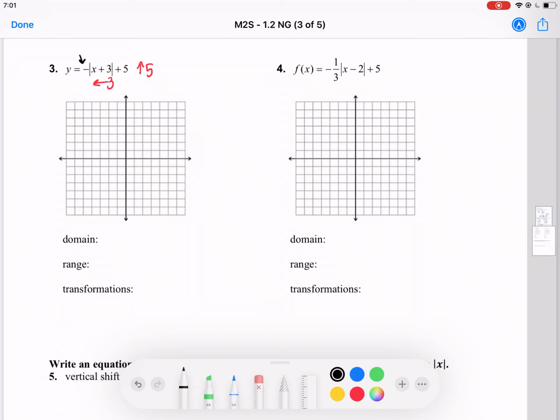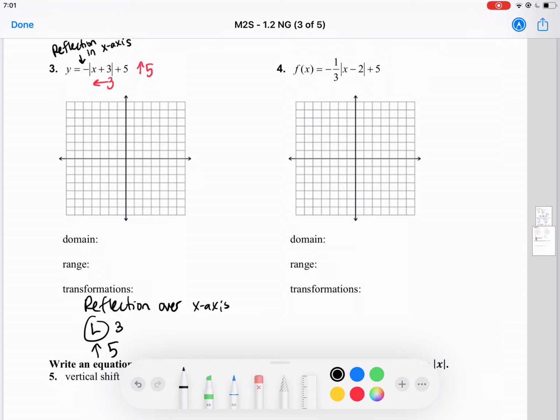A negative sign, if it's just a plain old negative, tells us we're actually going to have a reflection in the x-axis. What that means is the graph is going to flip upside down. So reflection over x-axis is one of our transformations. Then we're going to go left 3 and up 5.